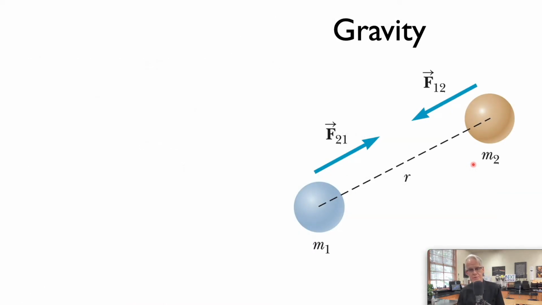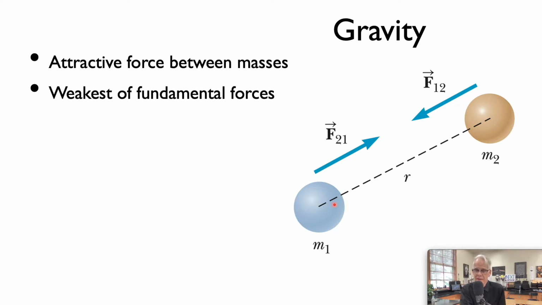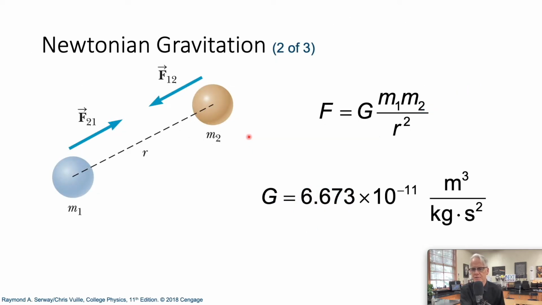Finally, we get to gravity. Gravity is an attractive force between two masses. It is the weakest of the fundamental forces. Now, if two particles with masses m1 and m2 are separated by a distance r, a gravitational force F acts along a line joining them, with a magnitude given by this equation here, where G is a constant of proportionality called the constant of universal gravitation. And notice it's a big G.